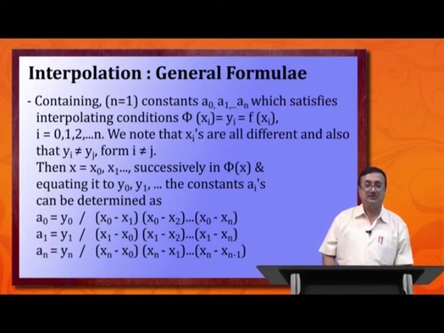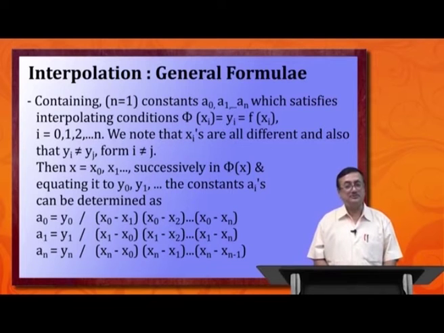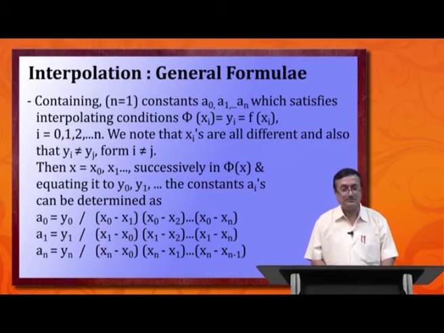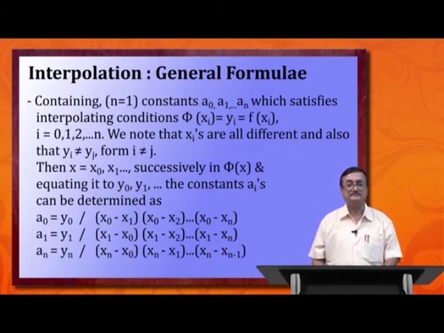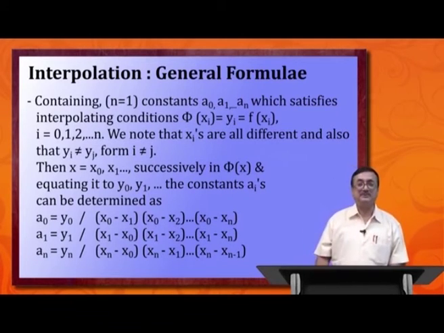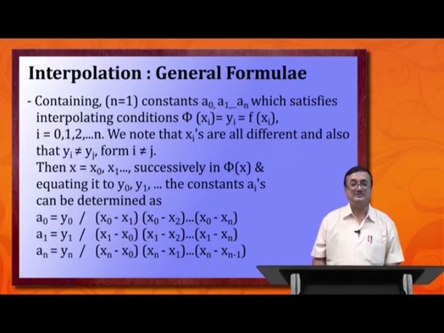We should note that xi and yi are the corresponding interpolating points in which no two xi's are equal, that is, xi is not equal to xj for i not equal to j. Then putting x equal to x0, x1, x2 up to xn successively in phi(x) and equating to y0, y1, yn, the coefficients ai can be determined as shown in the table. This is the general formula for an. This is the interpolating polynomial due to Lagrange.